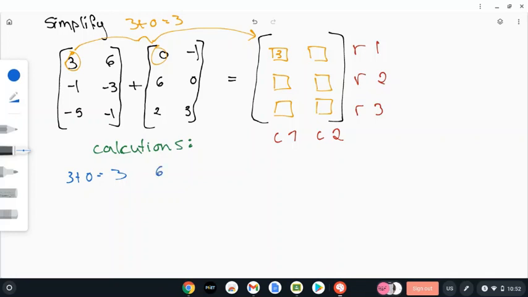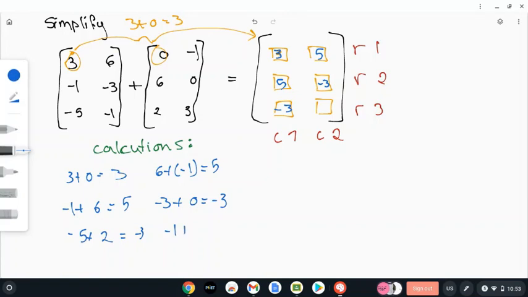6 plus negative 1 is equal to 5. 1 plus 6 is equal to 5. 3 plus 0 is equal to negative 3. 5 plus 2 is equal to negative 3. And 1 plus 3 is equal to 2.